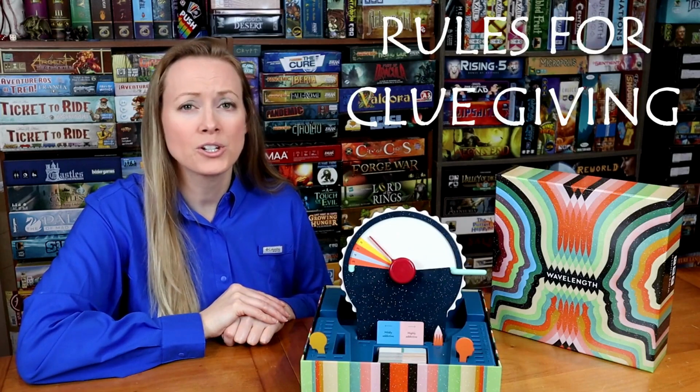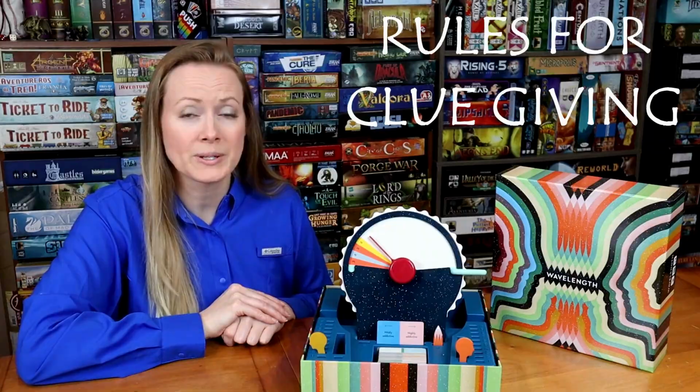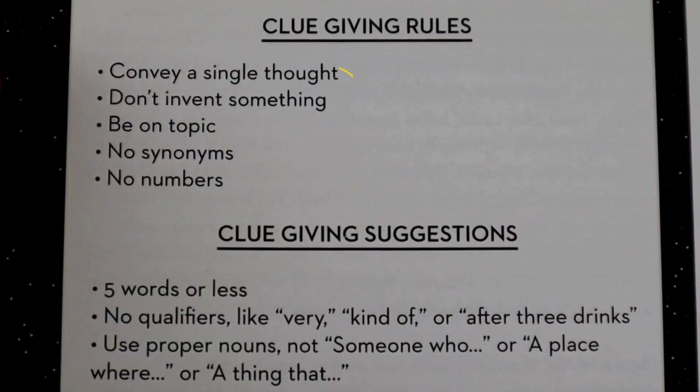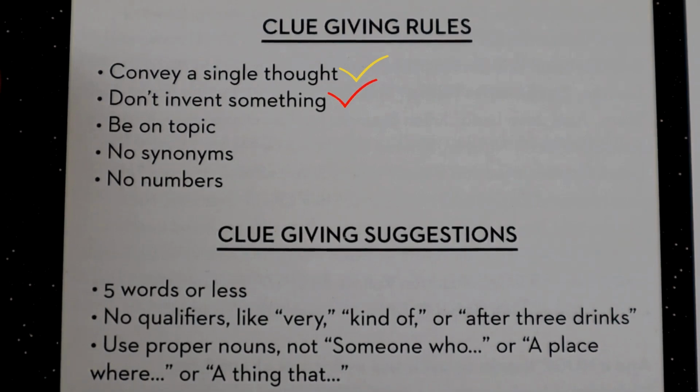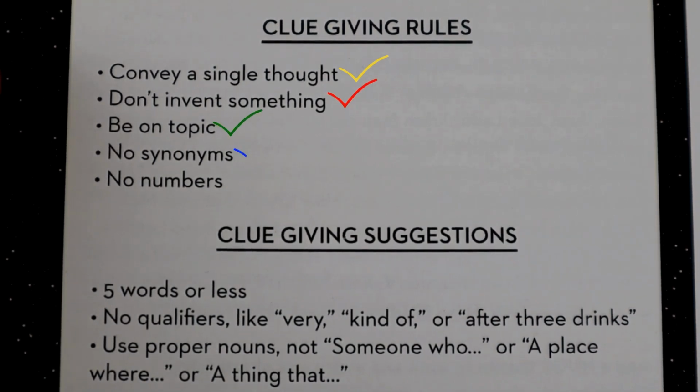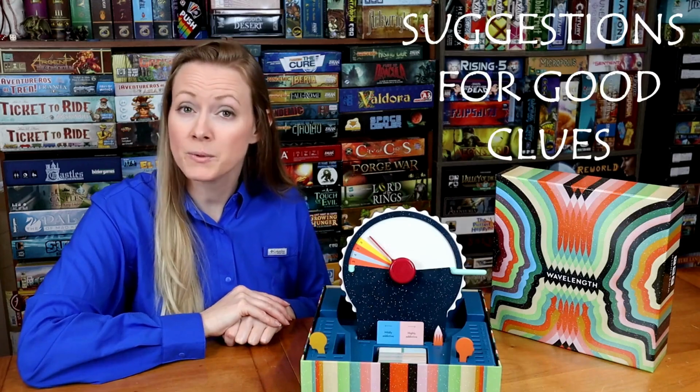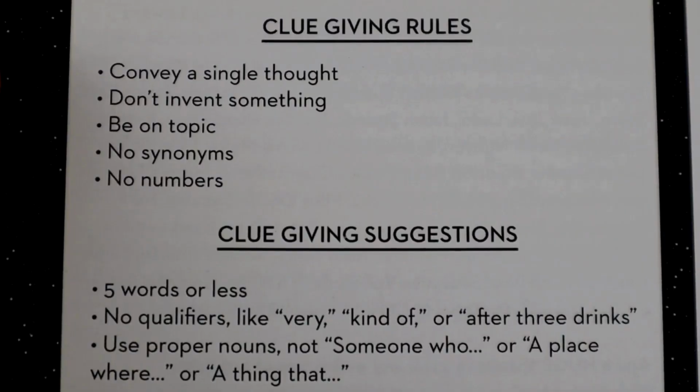When giving a clue, make sure you follow these rules. You must convey a single thought. Don't invent something just for your clue. Be on topic. Don't use the words on the card or synonyms for the words on the card. Don't include numbers.